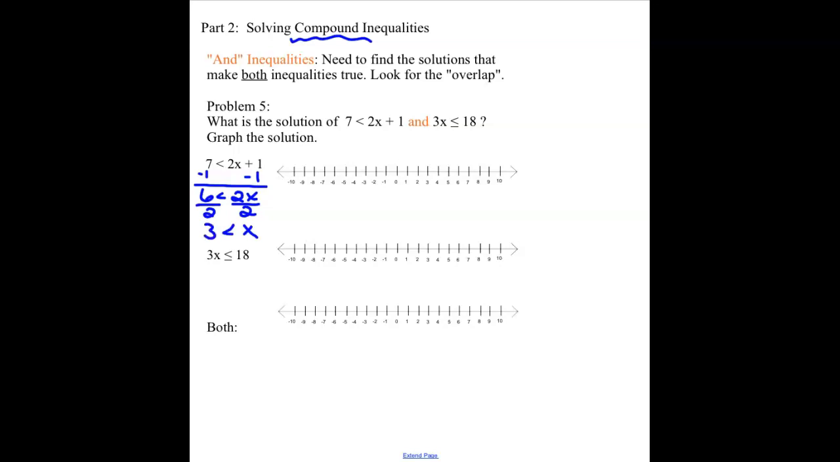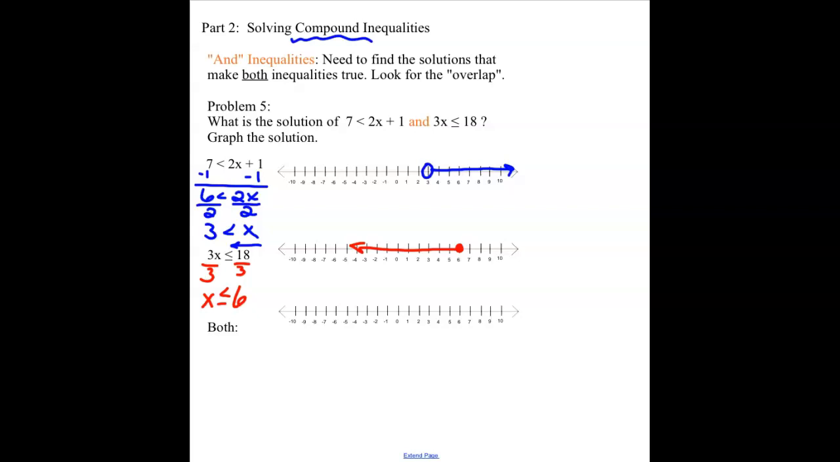And we have the statement x is greater than 3, or 3 is less than x. Again, remember you start typically from the variable, and in this case we have to read backwards. x is greater than 3. So we need an open circle at 3, and we are shading everything greater than that. For the second one, all we have to do to solve this one is divide out the 3. And we have the statement x is less than or equal to 6. So we'd have a solid dot at 6, and we're shading all the numbers less than that.